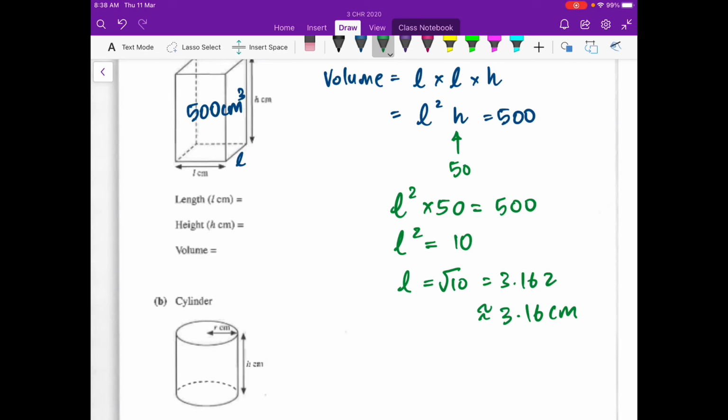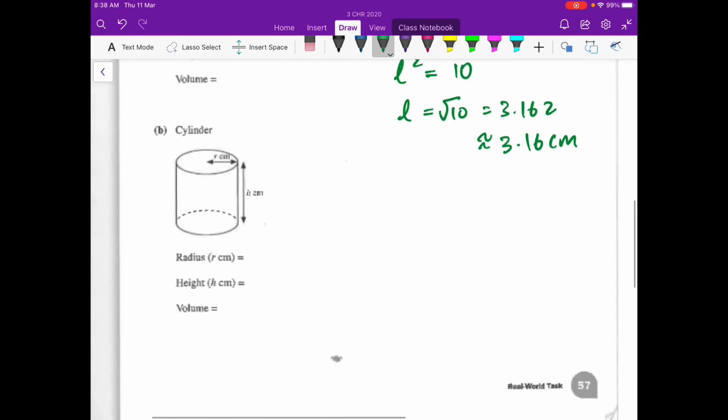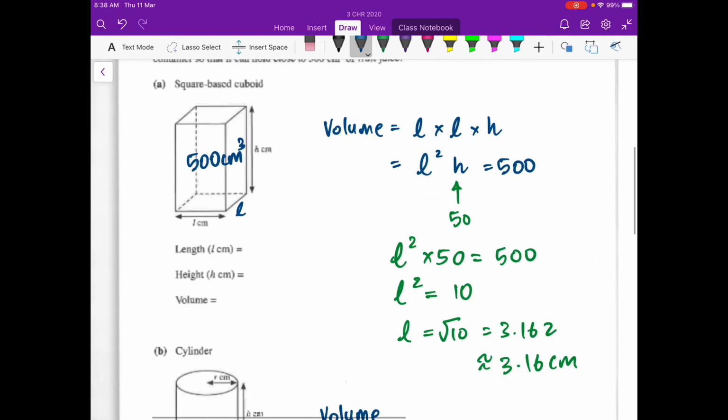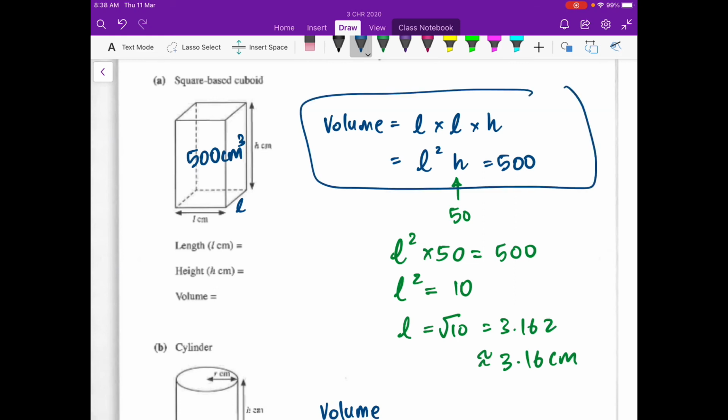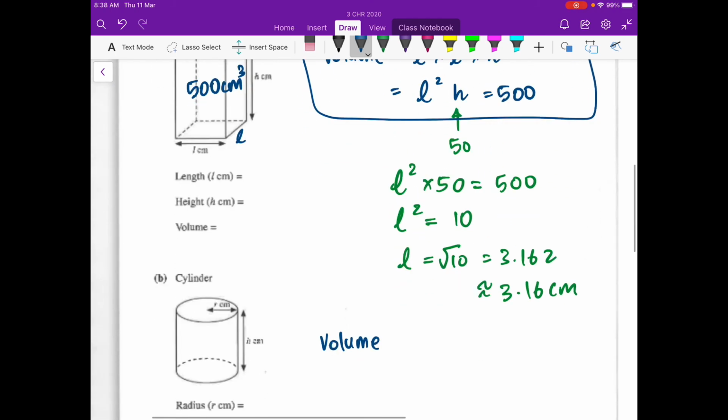Okay? Now, what about a cylinder? What is the formula for the volume of a cylinder? Sorry? There are many answers for this, so I'm not going to fix one answer for you. The important thing is you know how to approach it using the formula. Okay? So the next one, cylinder. What is the volume of a cylinder given by?